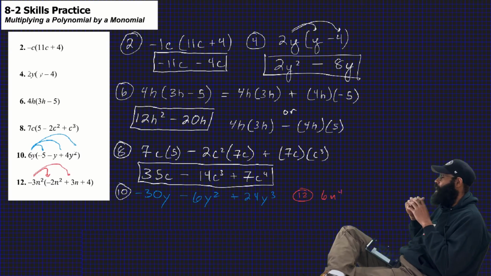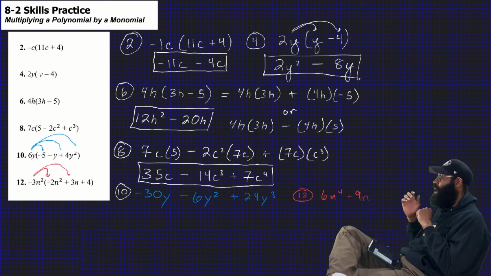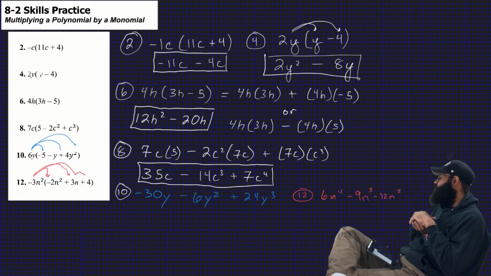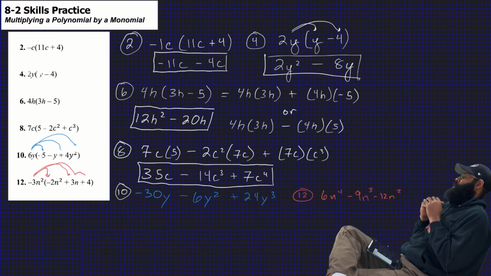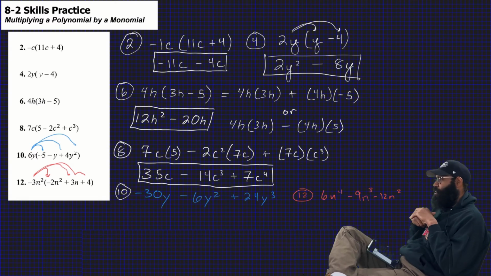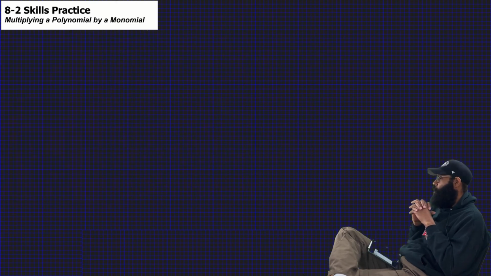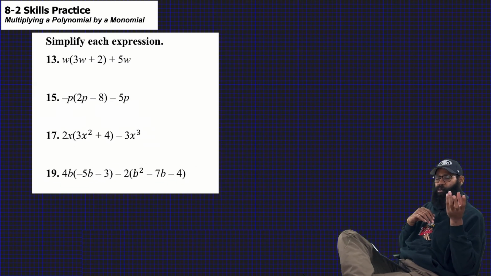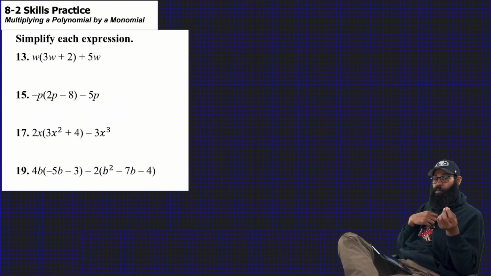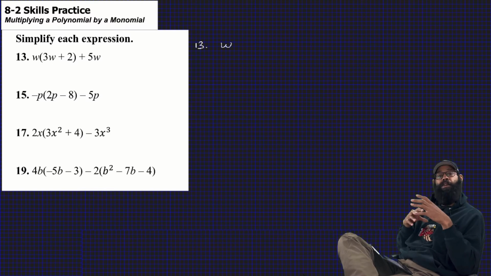Negative 3n squared times negative 2n squared, 6n to the 4th. Negative 3 times 3, negative 9, and then of course, I got 3 total n's. And then the last term inside that parentheses, right about here, right? Negative 3 times 4 is negative 12, and of course, n to the 2nd. So a lot of distributive property here, guys, but a lot more of you knowing how to multiply exponents. How to multiply monomials, and of course, getting your fresh new exponent. Here we go.